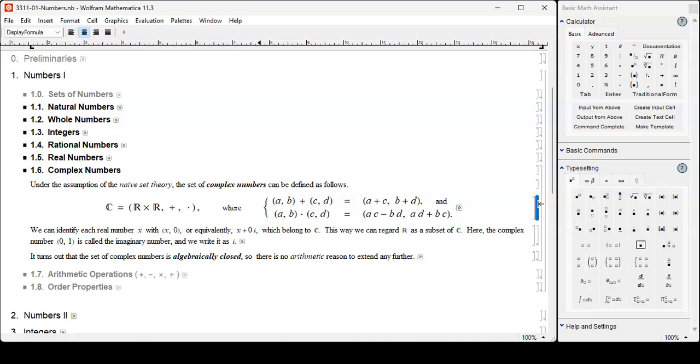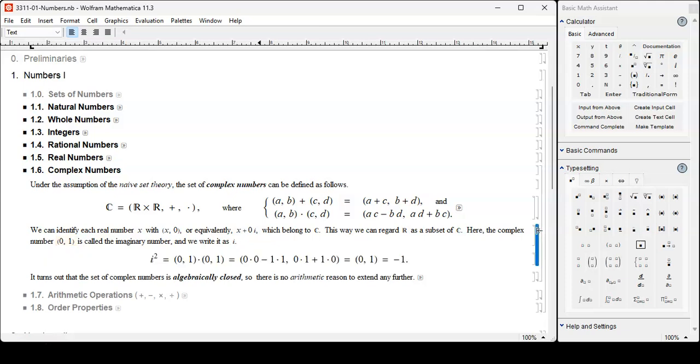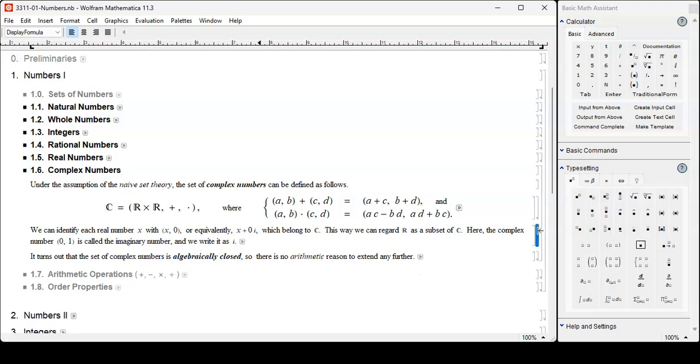And then we can identify each real number as x comma 0, or equivalently x plus 0i. And then, by the way, this number i is actually 0 comma 1, and it satisfies this property, which we call an imaginary number. Okay, we are up to complex numbers.